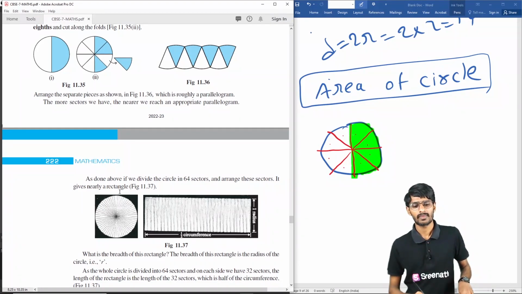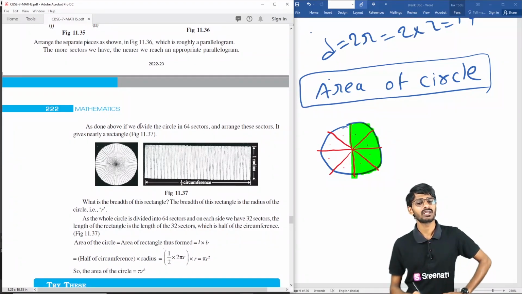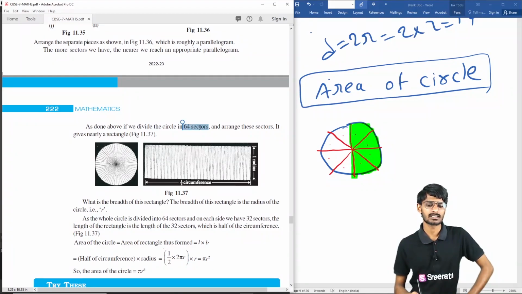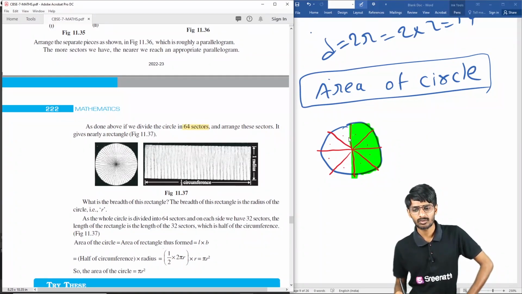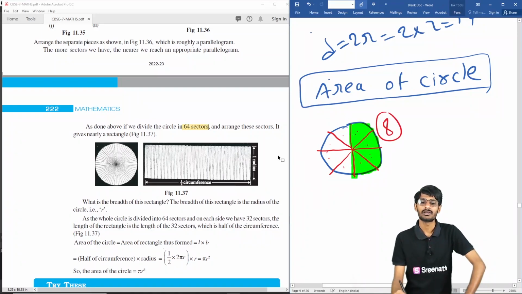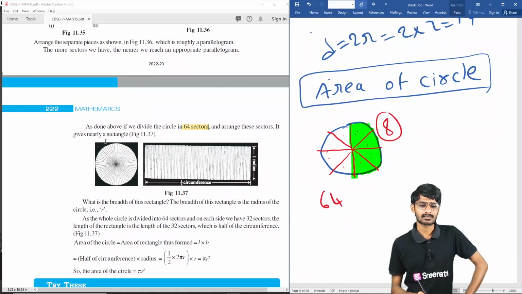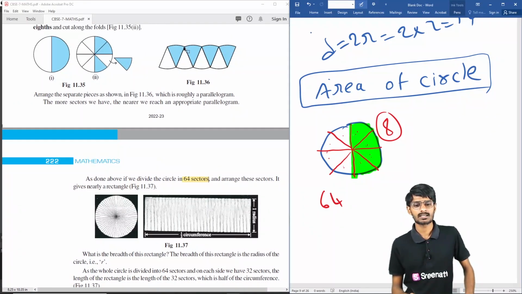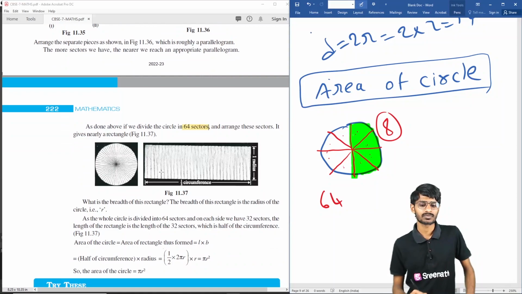Another thing is, in the same way, if you divide the circle into 64 sectors, it is the same way. Here we have divided it into 1 2 3 4 5 6 7 8, only 8 pieces. If you divide it into 64 sectors and arrange them in the same way, one up, one down, one up, one down, you will get nearly a rectangle like this.